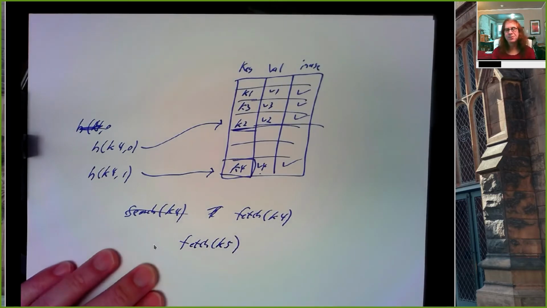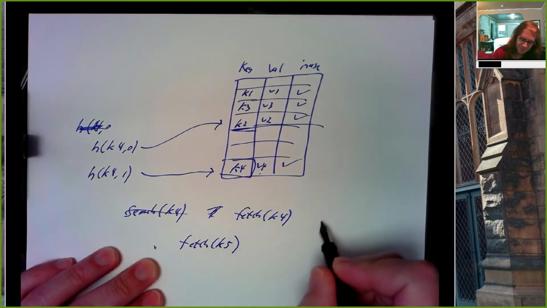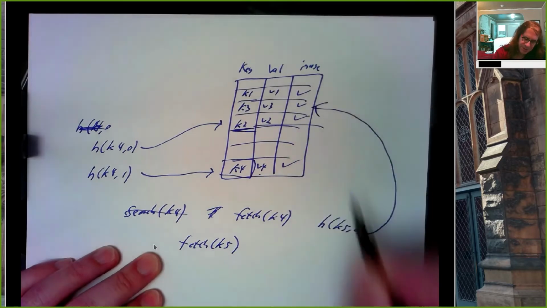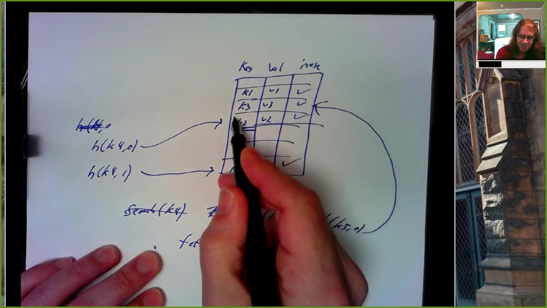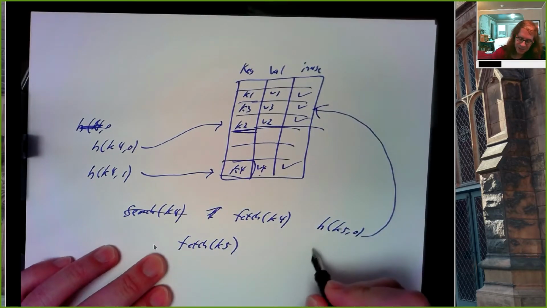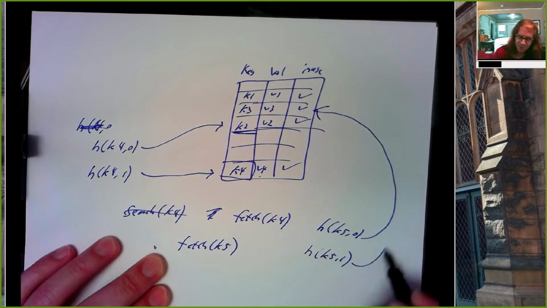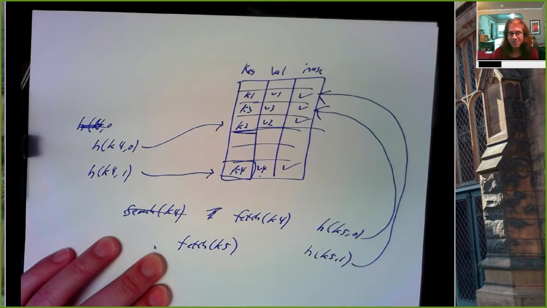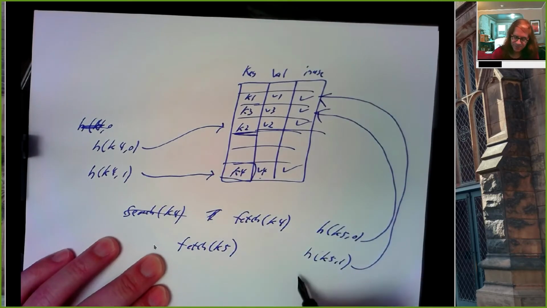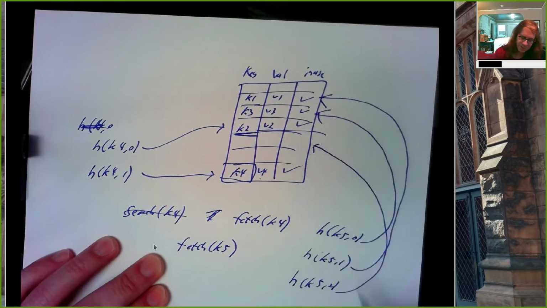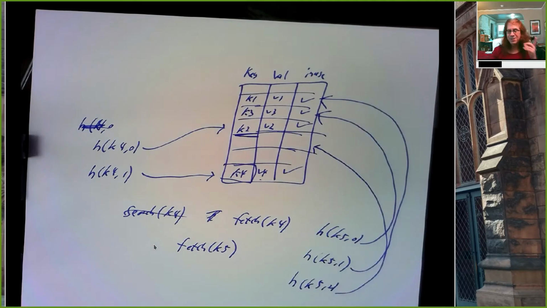Now suppose we search for some key K5, and let's say we hash K5 with a probe of 0, and it points us right here. That spot's in use, but the key is not K5, so we rehash. And maybe that points us over here. That spot's in use, but the key is not K5, so we hash again. And maybe that points us right here. It's not in use. Now we can say K5 is not in our table.